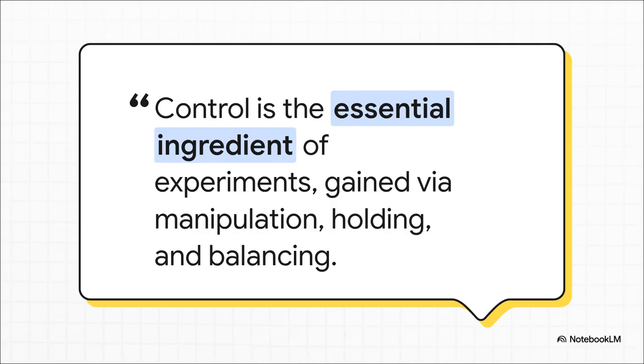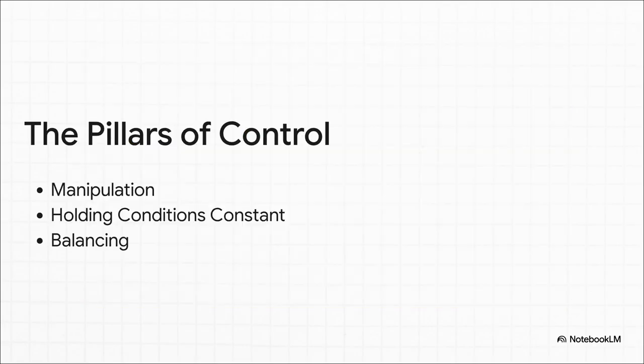Control isn't just one thing, it's a whole toolkit of techniques. They all work together to rule out every other possible explanation for your results, so you can be pretty darn sure that the one thing you changed is what caused the one thing you measured. And these techniques really come down to 3 main pillars: manipulation, holding conditions constant, and balancing. Let's use our Barbie study to break down each one.